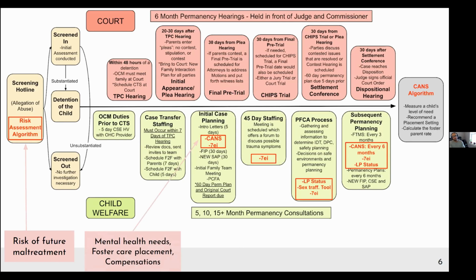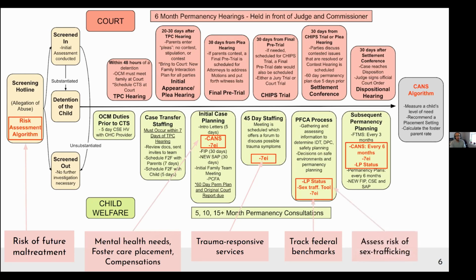Then through the life of the case, the CANS algorithm is used to assess mental health needs of a child, the foster care placement setting that they should be placed in, as well as the compensation that should be offered to foster parents. The 7EI algorithm is used to develop trauma responsive services for families. The legal permanency status algorithm is used to track federal benchmarks such as placement stability, as well as policy and systemic barriers. And finally, there's an algorithm used to assess the risk of being sex trafficked for a foster child.